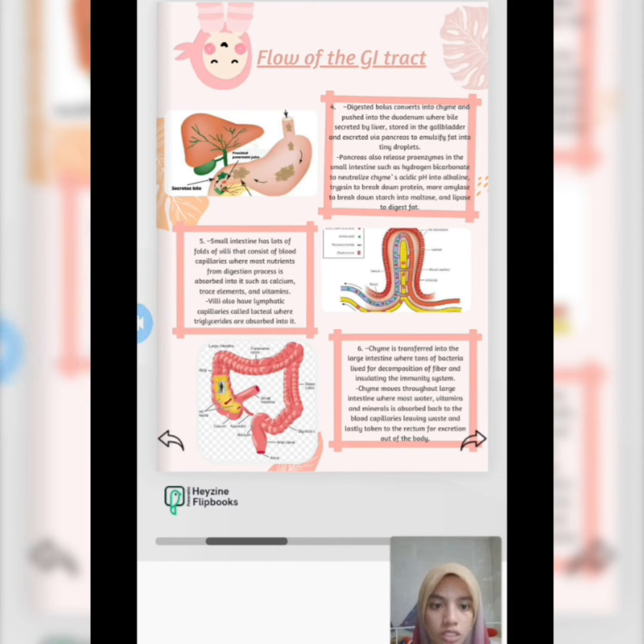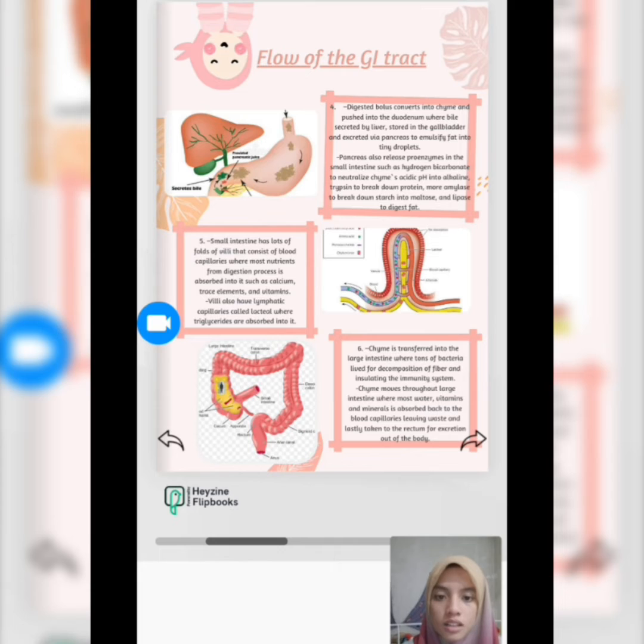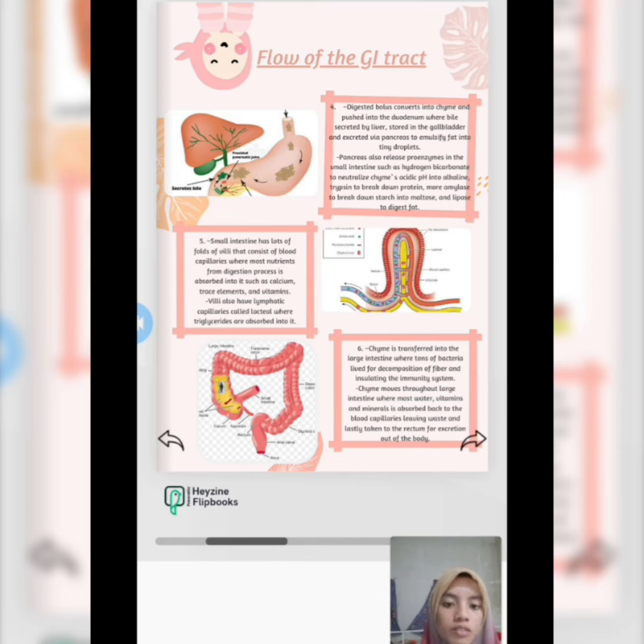Villi also consist of lacteals, where the triglycerides will combine with chylomicrons and be transported into the lacteals, moving through the lymphatic system. Lastly, step 6, as chyme is fully absorbed of all the nutrients, it will transfer from the small intestine all the way through the large intestine via the ileocecal valve, where the large intestine consists of trillions of bacteria that help to decompose fibers as well as to kill bacteria in the chyme.